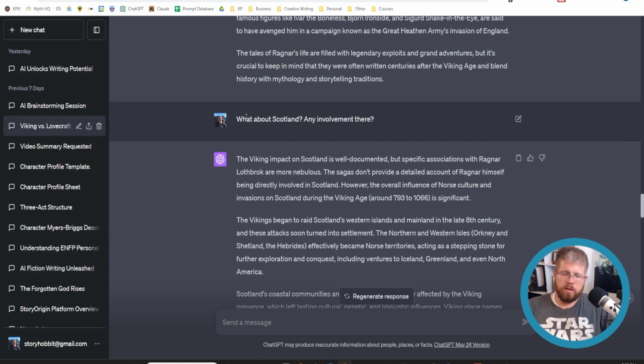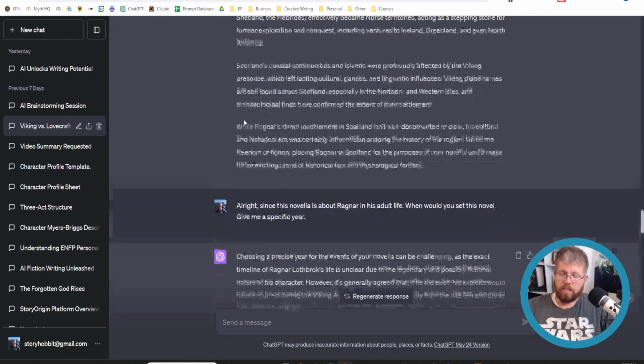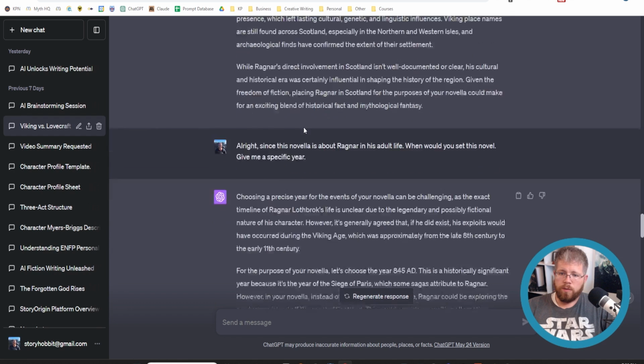But then I asked, because so far in this premise, we've said that this little island that shows up would be off the coast of Scotland. So I asked, what about Scotland? Does he have any involvement there? And it said basically no involvement there.